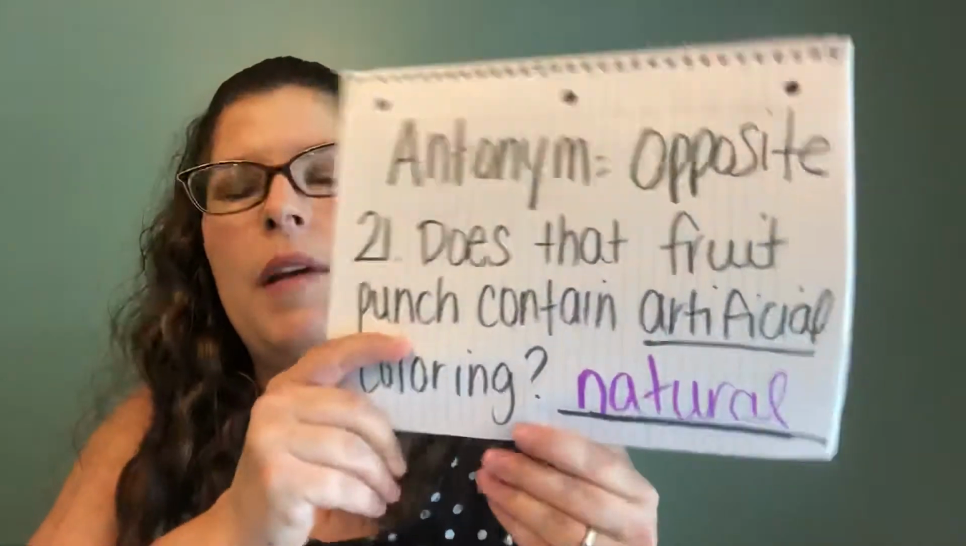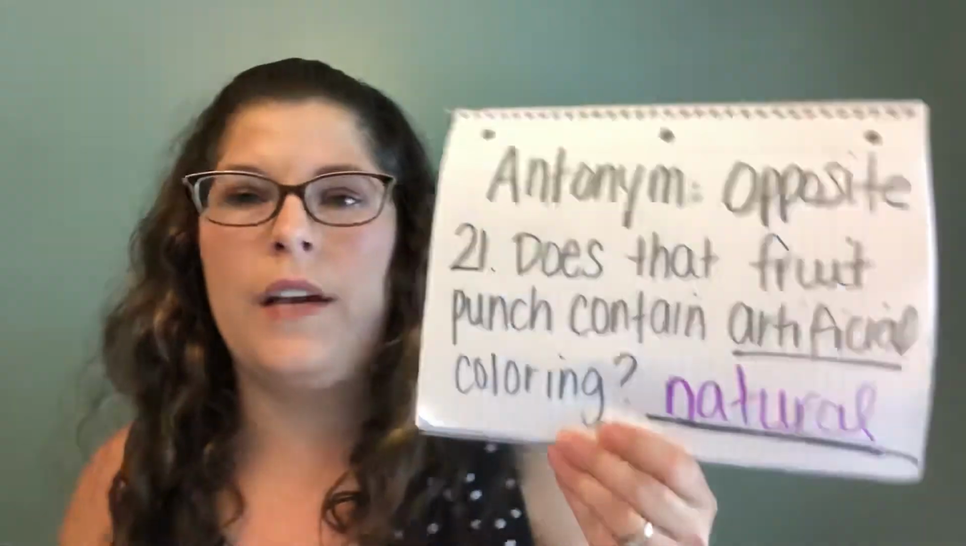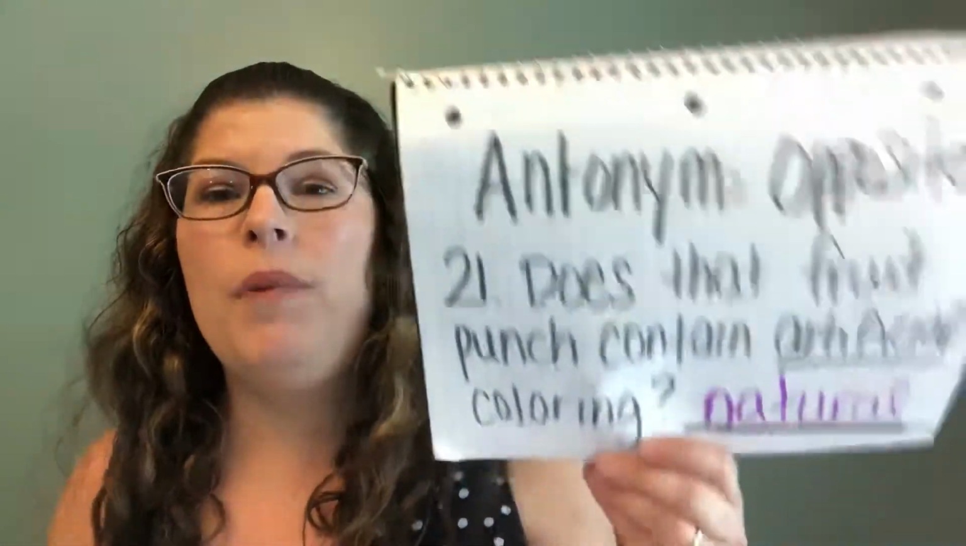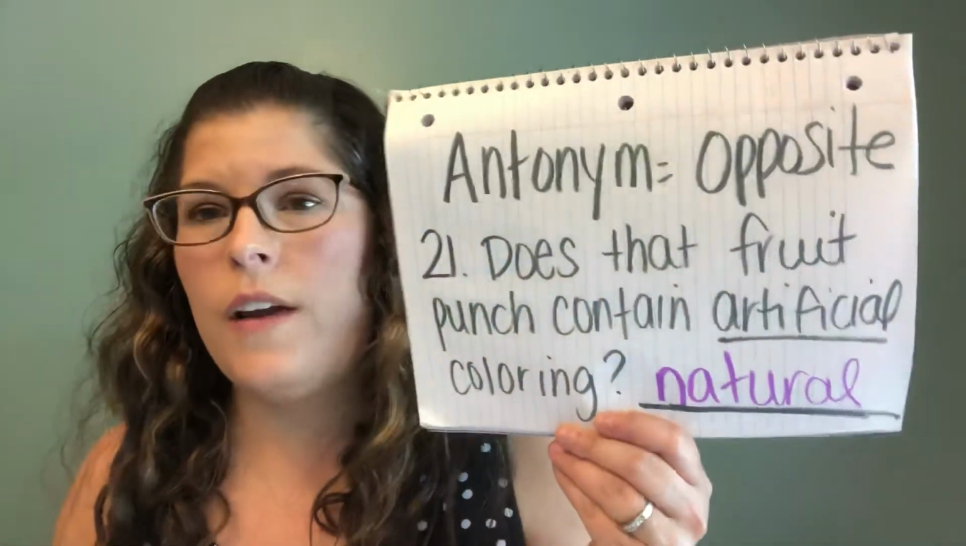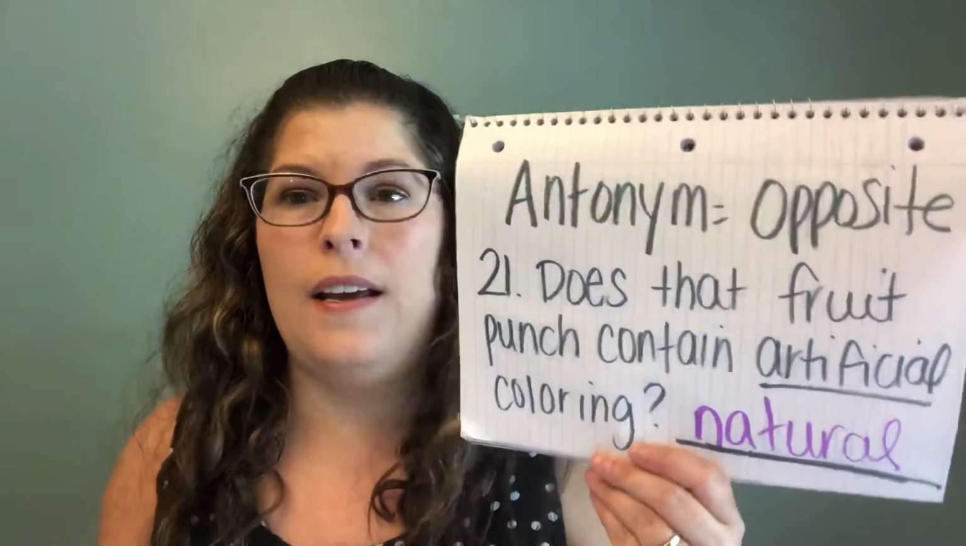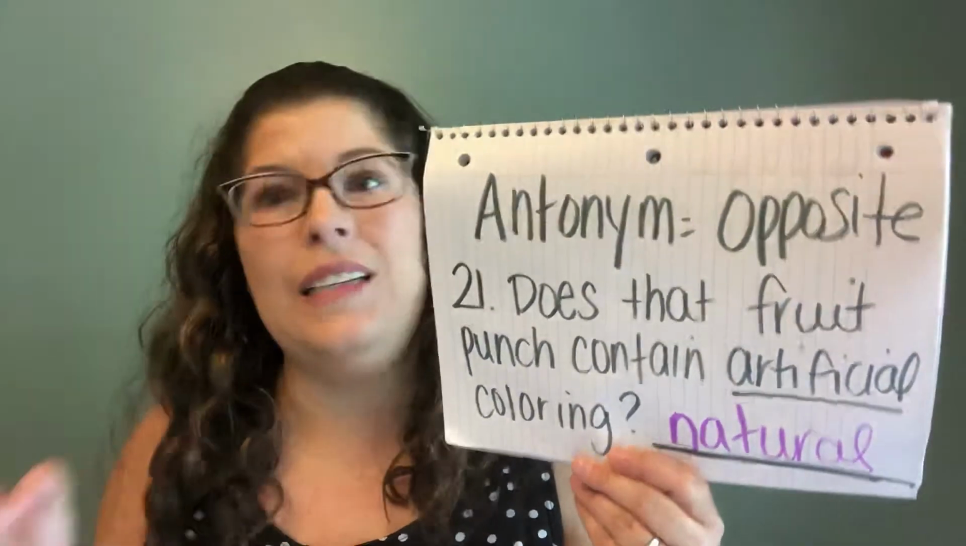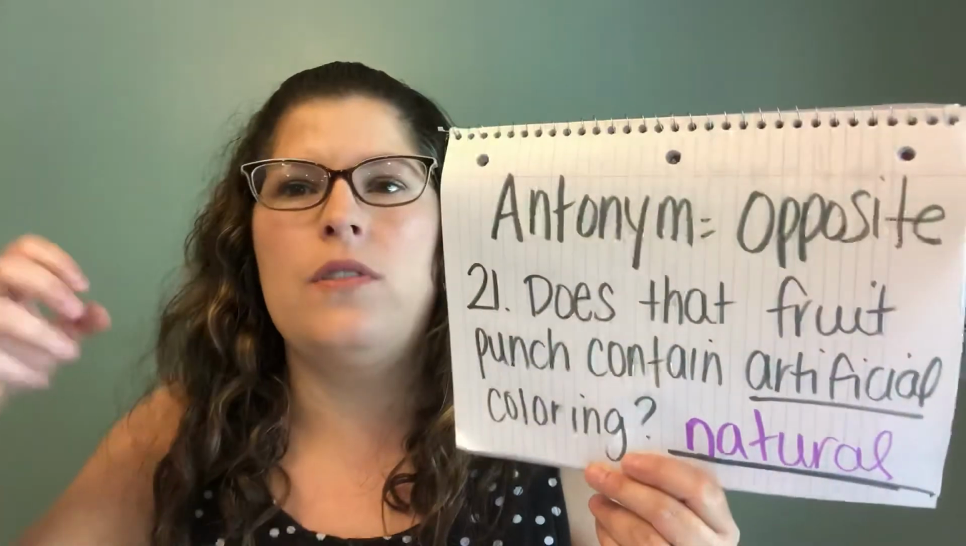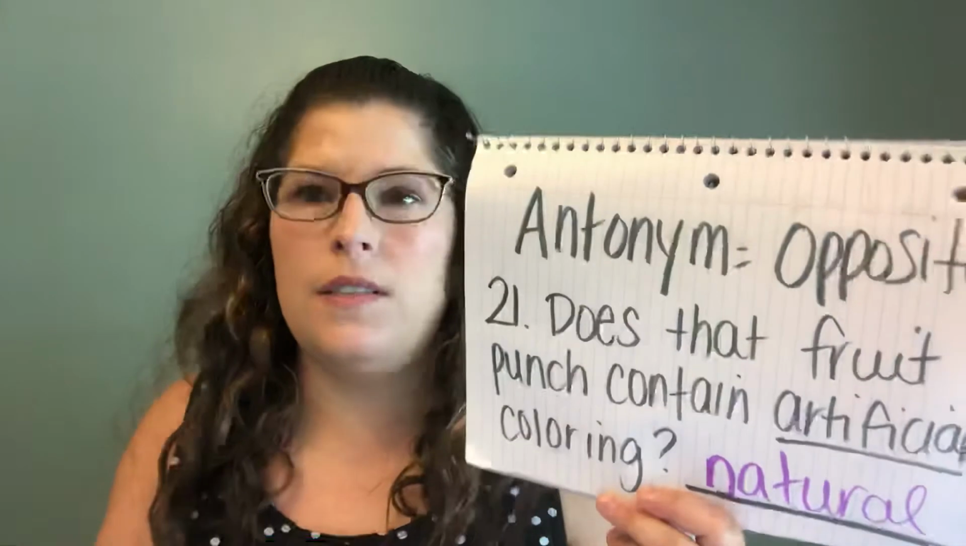I'm going to write this down. So an example of what this means. If I take some water and I make it red with food coloring, that's an artificial coloring. But if I take some water and I put some berries in it and it turns red or pink, that's natural. I use natural ingredients to make it. So you're going to look at those antonyms, all opposite. Look it up if you have any questions.